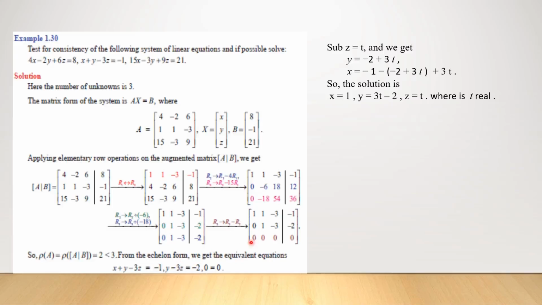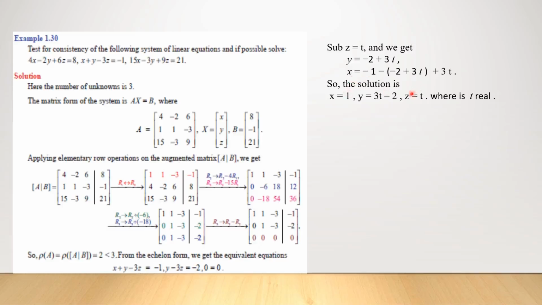See, from this equivalent matrix we have to find the equations. Here, with 3 unknowns, we will get only 2 equations. For that we have to substitute any one of the variables as an arbitrary variable, that is z equal to t, and we get the y value and x value.